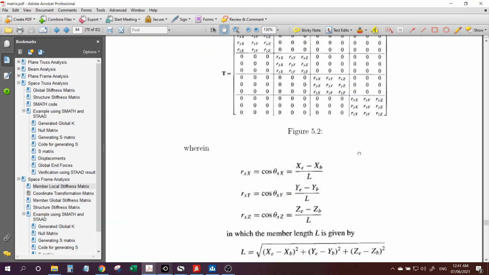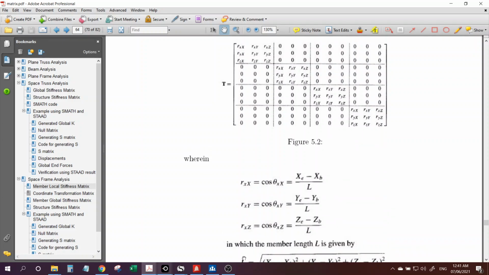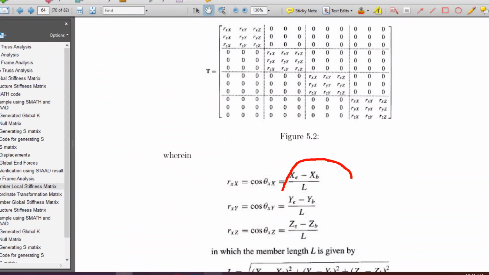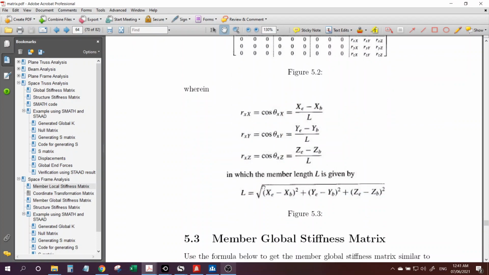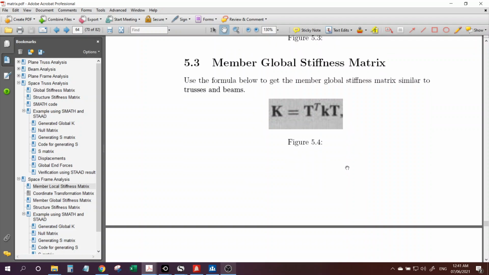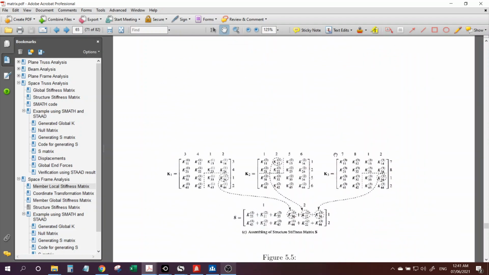For the Rxx, again these formulas I also got from Kassimali. For the Rxx, it's cosine theta x. So if this is Rx, and you wanted to find Ry, that will be theta y. If you are getting Rz, that will be theta z. Because this formula only pertains to Rx, you get the theta relative to the x-axis. Of course, the length is based on the Pythagorean theorem. Okay, so we know that.